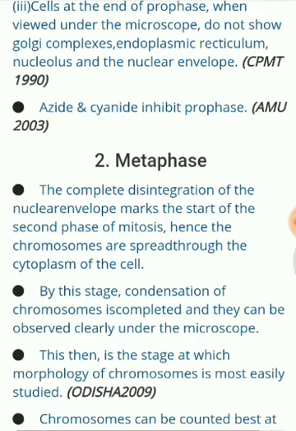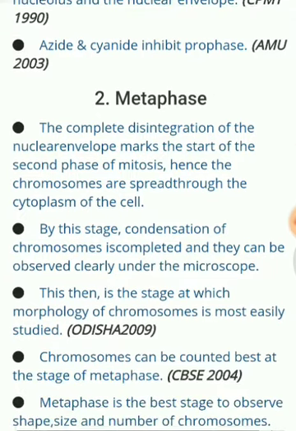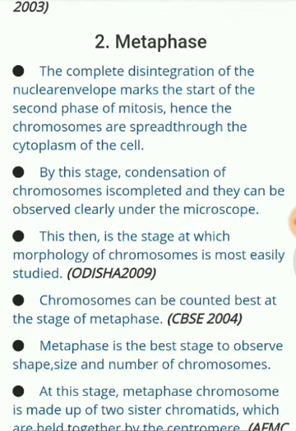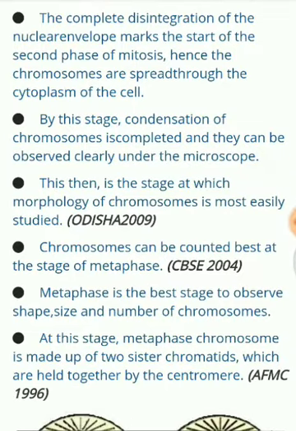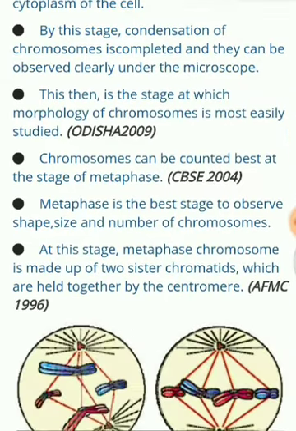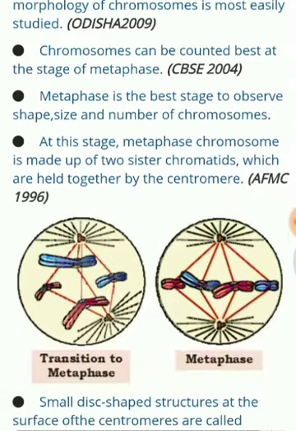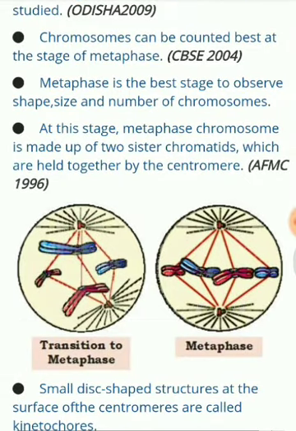The complete disintegration of the nuclear envelope marks the start of the second phase of mitosis, metaphase. Hence, the chromosomes are spread through the cytoplasm of the cell. By this stage, condensation of chromosomes is completed and they can be observed clearly under the microscope. This then is the stage at which morphology of chromosomes is most easily studied. Chromosomes can be counted best at the stage of metaphase. Metaphase is the best stage to observe shape, size, and number of chromosomes.